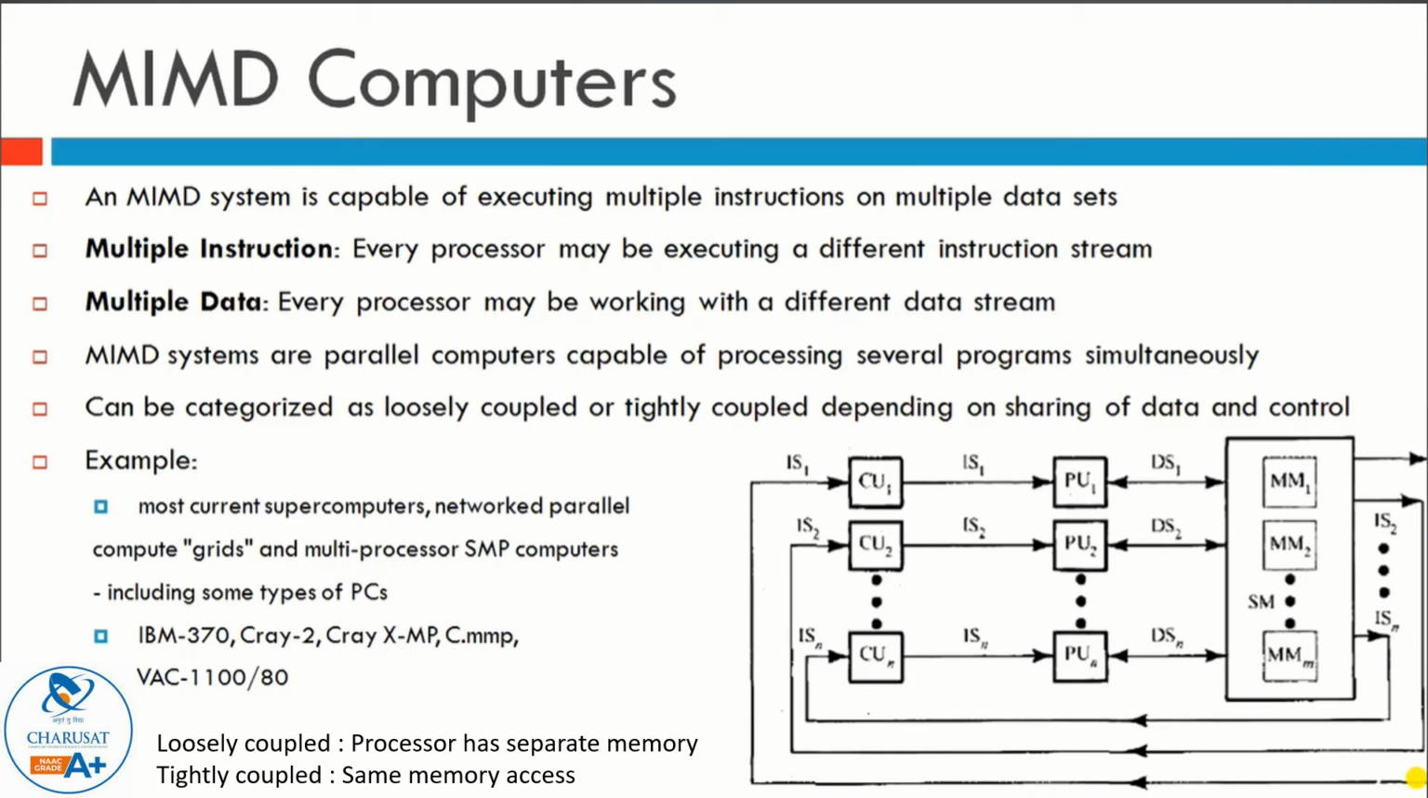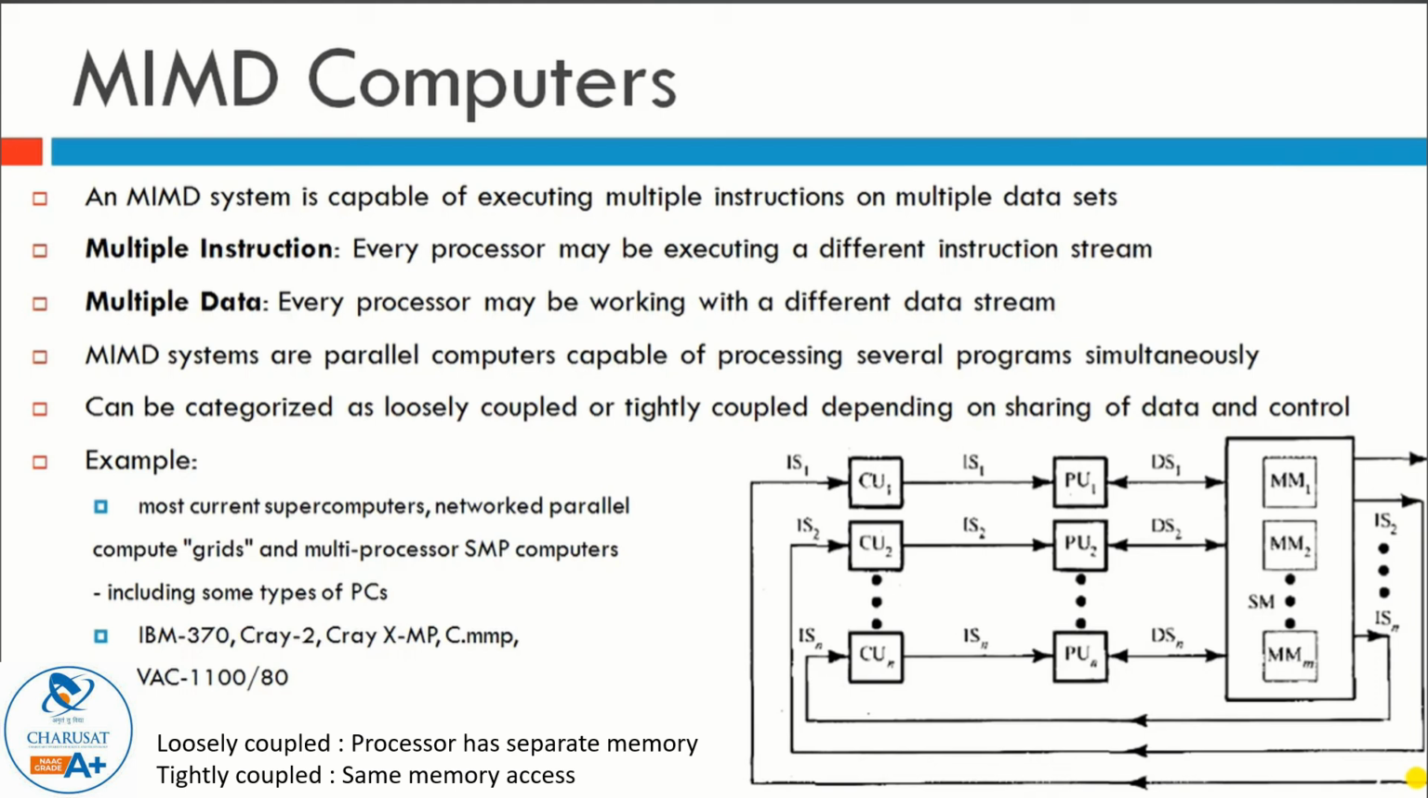So what is meant by loosely coupled? Processors have separate memory, and tightly coupled means processors have the same memory access. Examples of MIMD computers are most current supercomputers, networked parallel compute grids, and multiprocessor SMP computers, including some types of PCs, IBM 370, Cray 2, Cray XMP, and others. So that is the type of MIMD computers.